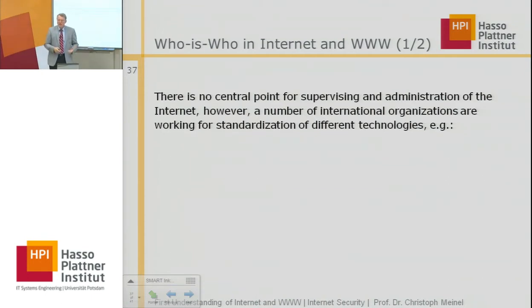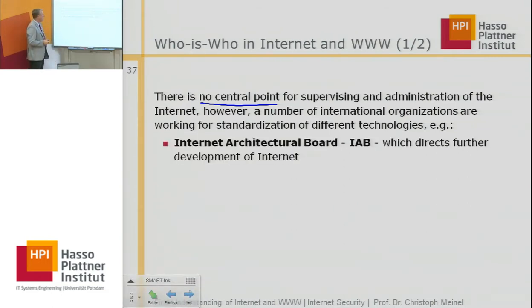First, I mentioned it's an open system culture, and there is no central point for administration or supervision of the internet. There is no government, there is no police, so it is a very interesting phenomenon. However, in order to let the internet and the World Wide Web run in a satisfying way, international organizations were founded that work for the standardization of the different technologies involved.